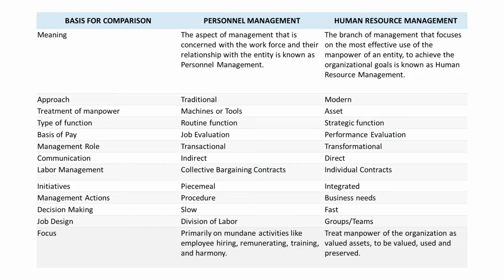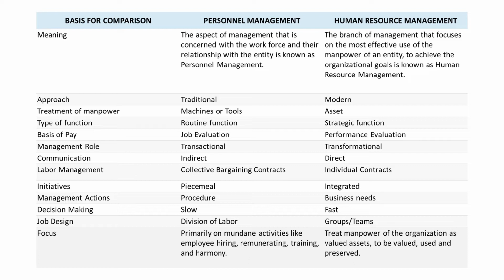Now we are going to discuss the differences between personnel management and human resource management. Before human resource management concepts emerged, we used to call it personnel management. Personnel management is concerned with the workforce and its relationship with the organization. That is the main concern of personnel management. Human resource management focuses on how to effectively and efficiently use your human resources so that the organizational goals can be accomplished. That is the aim of human resource management.